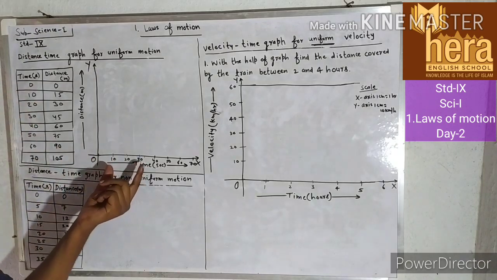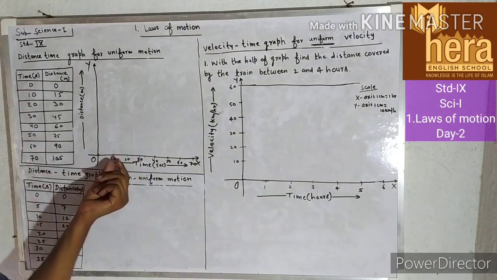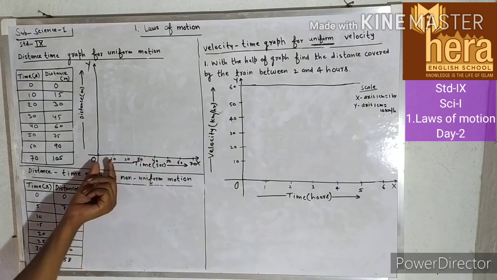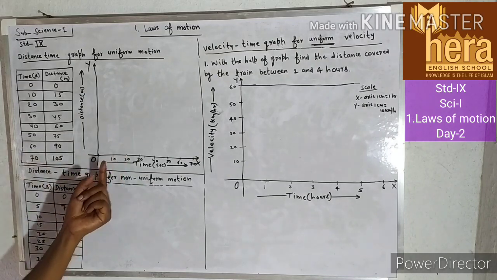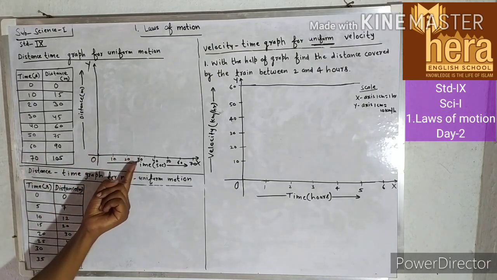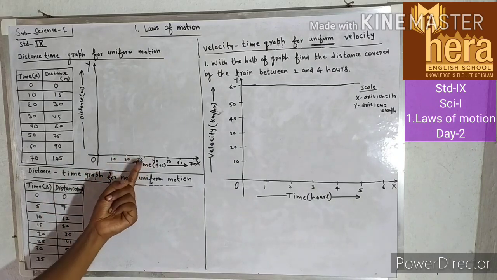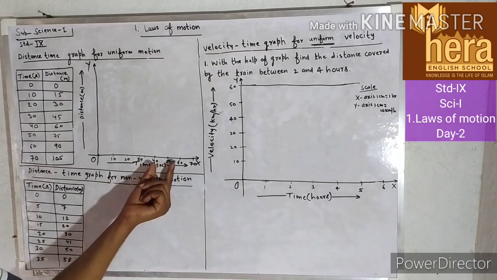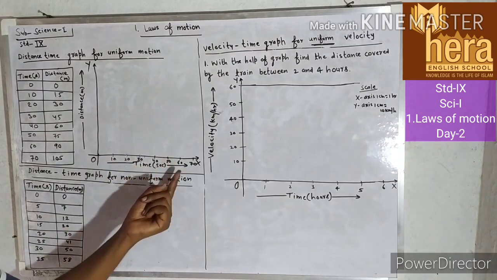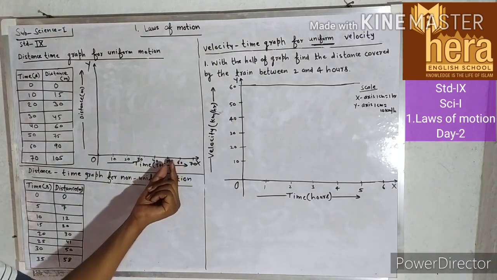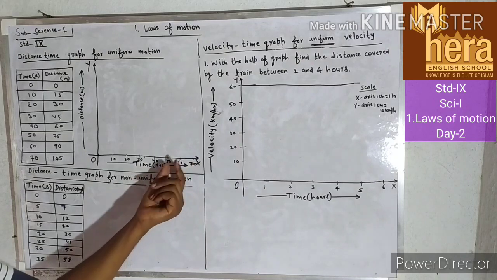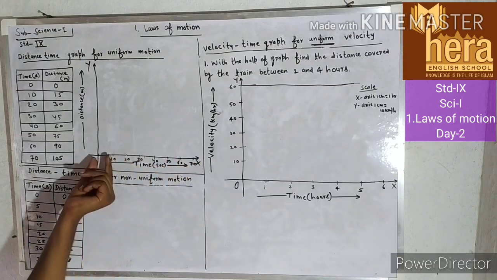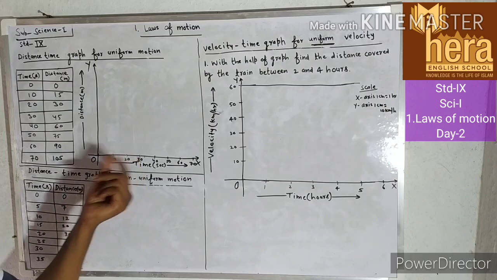Actually, we have to take the equal interval. Here is the interval of 10 minus 0, that is 10 seconds. 20 minus 10, that is 10 seconds. 30 minus 20, 10 seconds. 40 minus 30, 10 seconds. 50 minus 40 is equal to 10 seconds. 60 minus 50 is equal to 10 seconds. 70 minus 60, that is equal to 10 seconds. So interval should be equal.